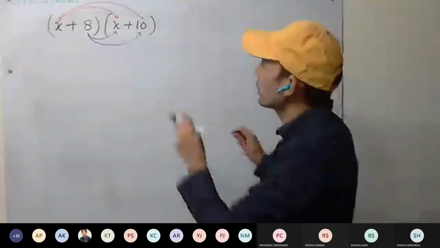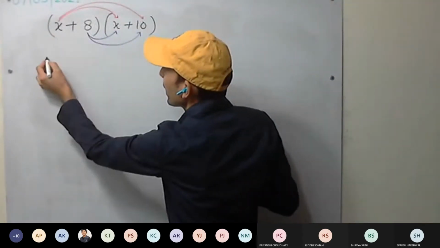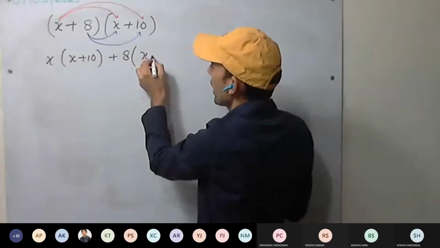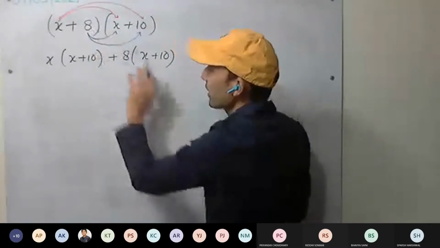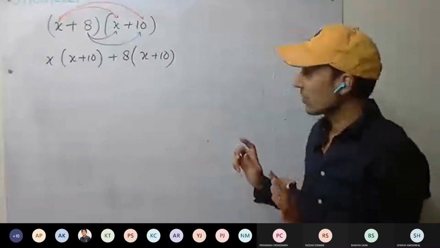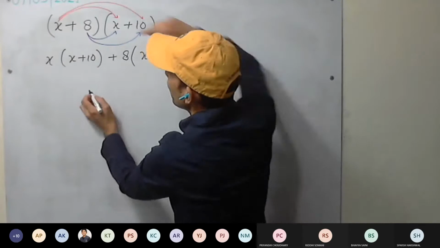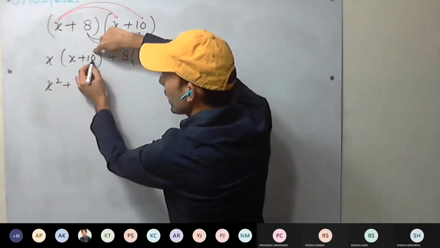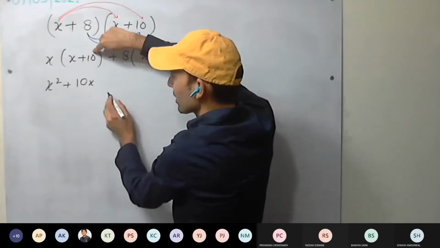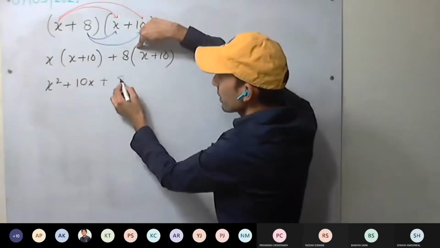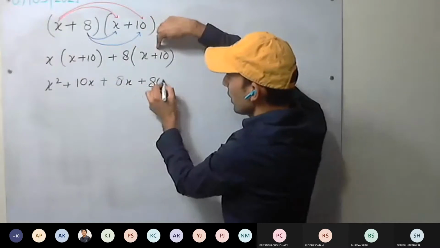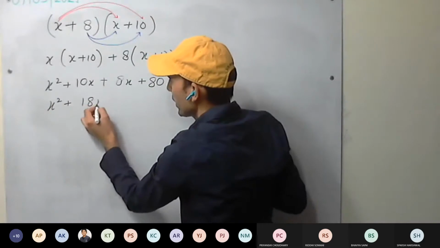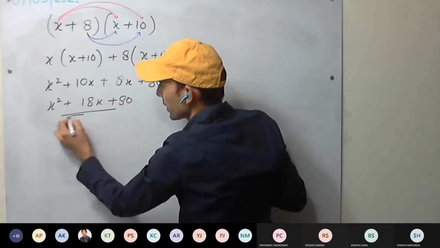Okay. Or you can write one more step before that. x into x plus 10 plus 8 into x plus 10. This is clear. We can write it like this as well. You can solve x into x, x square, plus x into 10, better we write 10x, plus 8 into x, 8x, plus 80. Understood? So how much is the answer? x square plus 18x plus 80.